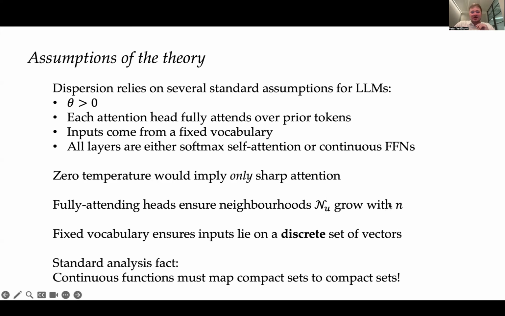So basically, this is the reason why those assumptions are important. So 0 temperature is pure sharpness, full attention ensures your neighborhoods grow with n, and fixed vocabulary ensures your inputs are on a discrete set of vectors. And then we just apply a standard fact in real analysis to prove that you cannot escape the cage of the logit values that pushes you back down as n grows.